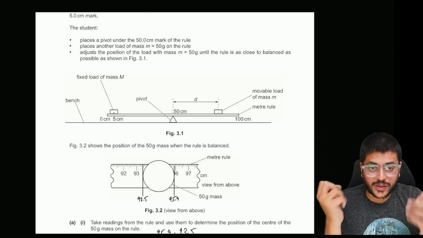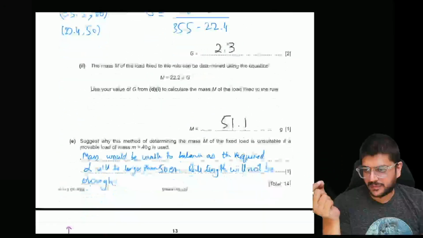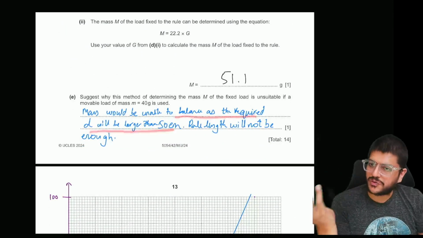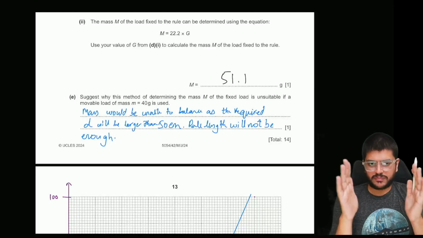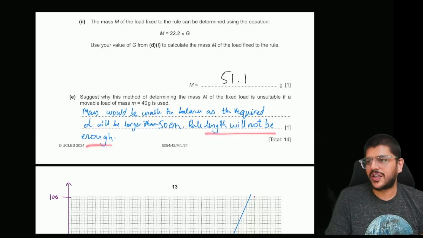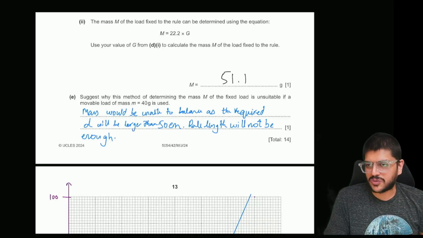So that is the question. They were asking you to think of this little point. So the mass would be unable to balance as the required D would be larger than 50 centimeters. The D, the gap from the center to the point where the mass could balance, would be larger than 50. The ruler will not be enough. Basically, even if you put it at the end, the mass would not balance.